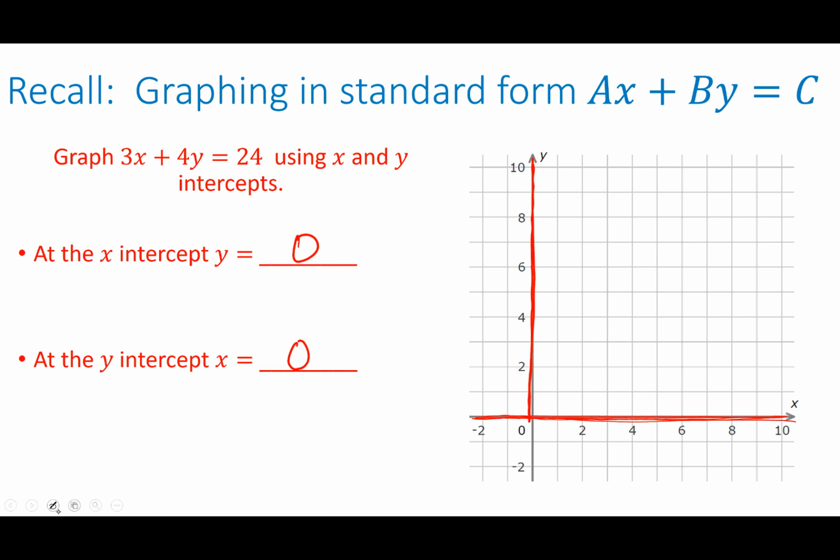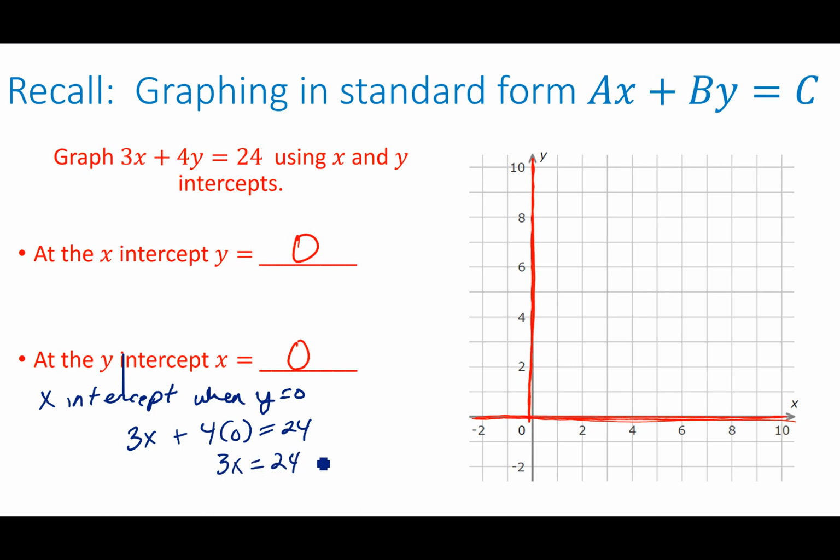Okay, so with that in mind, if I wanted to graph 3x plus 4y equals 24, I do not have to rewrite this in slope-intercept form. I can graph directly from here. Well, I know that my x-intercept is going to occur when y equals 0. So let's do that. 3x plus 4 times 0 equals 24. So 3x equals 24. x would have to be 8. So I know my x-intercept is right here at 8.